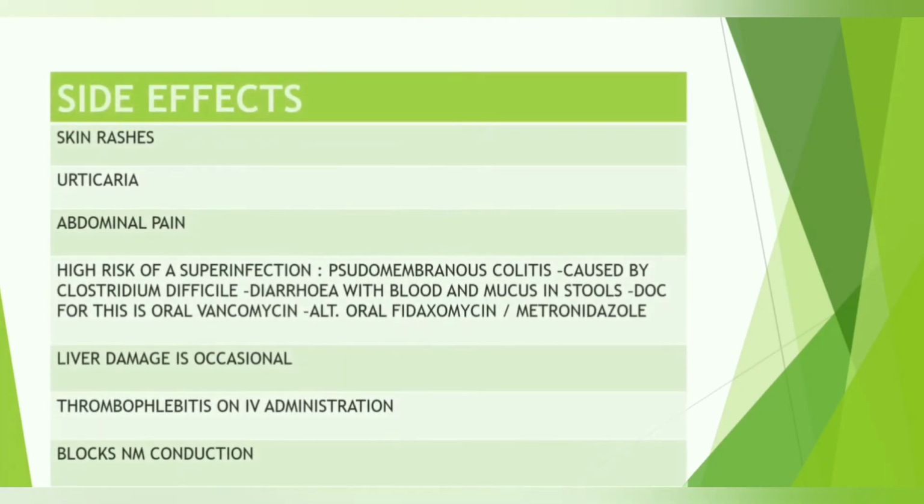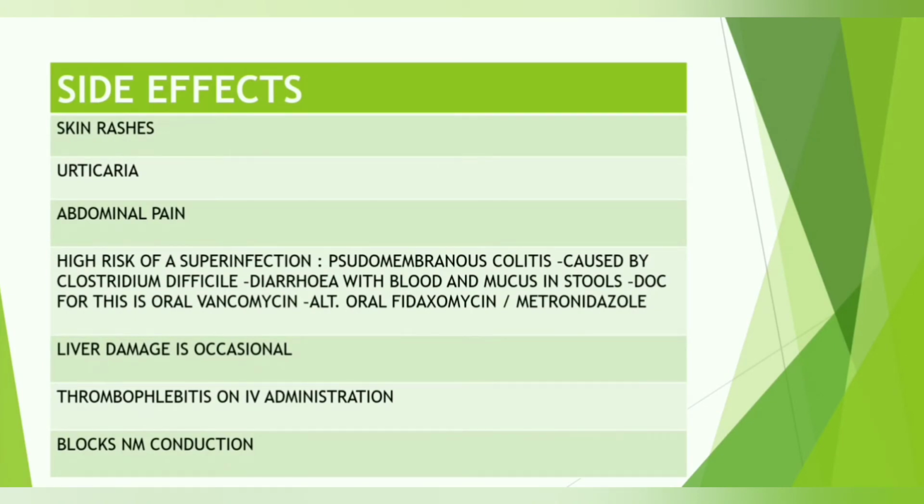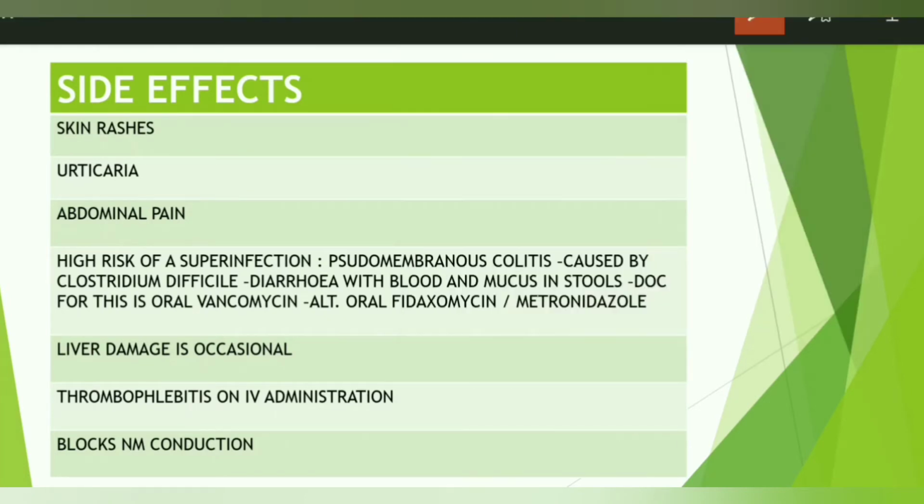Now we will discuss the side effects. Skin rashes, urticaria, abdominal pain, and a high risk of a superinfection known as pseudomembranous colitis. It is also called the antibiotic associated colitis or the Clostridium difficile colitis because it is caused by Clostridium difficile organism. The diarrhea with blood and mucus in the stool is characteristic of it. The drug of choice for pseudomembranous colitis is oral vancomycin. Alternatively, oral fidaxomicin or metronidazole can be used.